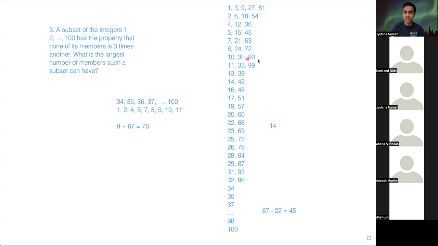What about 10, 30, 90? You could take two, the same. Same logic, right? I can take 10 and 90. Good. So if I apply the same logic to these, how many could I get for all of them? 12. Good, 12. So we have 6 times 2 is 12.